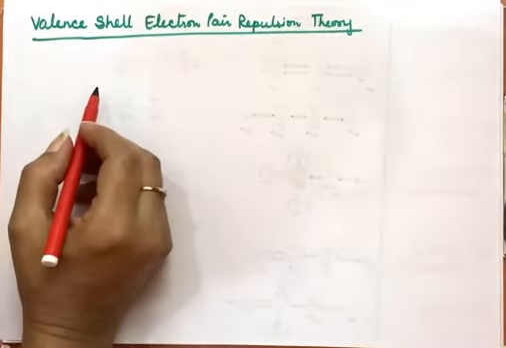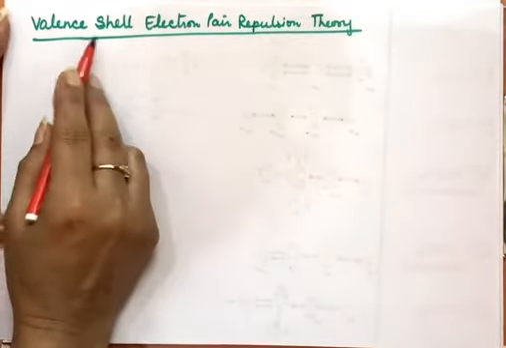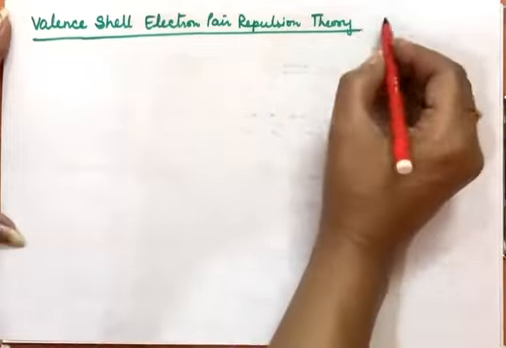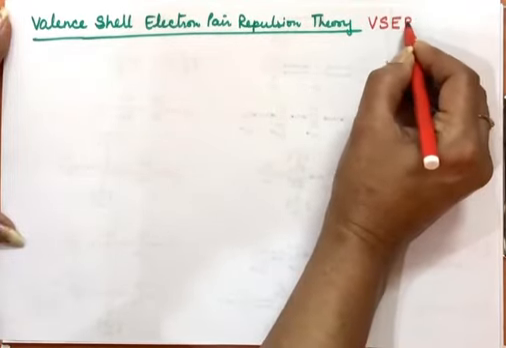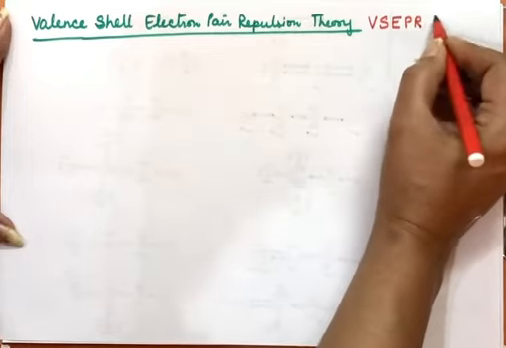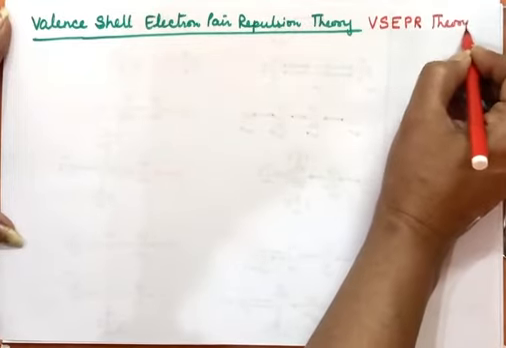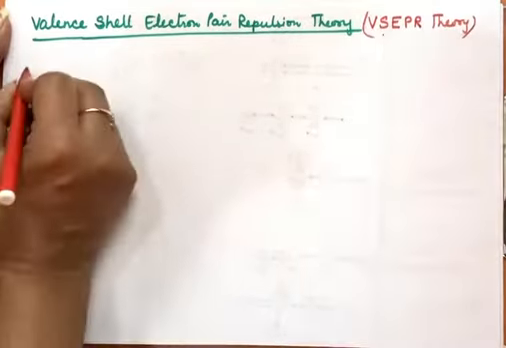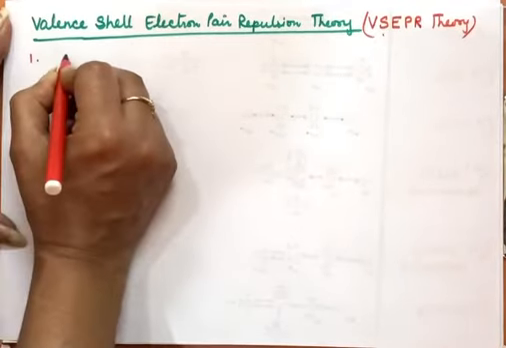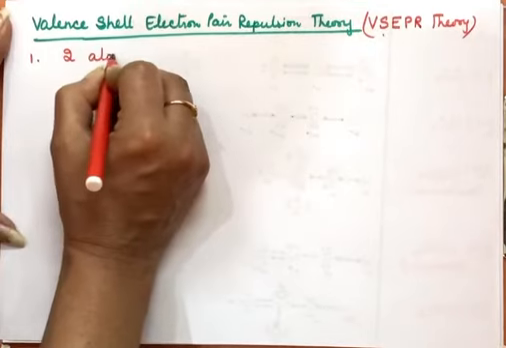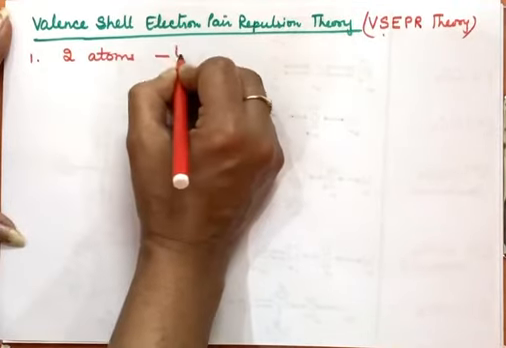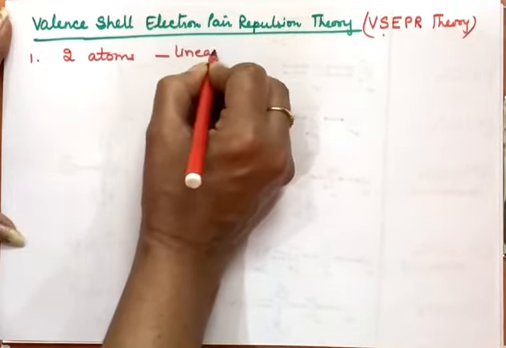Next topic in the covalent bonding chapter is valence shell electron pair repulsion theory, which is abbreviated as VSEPR, that is Vesper's theory. Now, points of this theory: the shape of a molecule, if there are only two atoms. If two atoms are there, the shape of that molecule will always be linear.